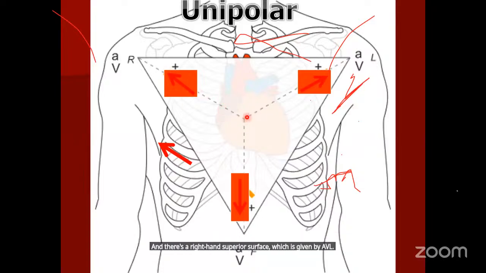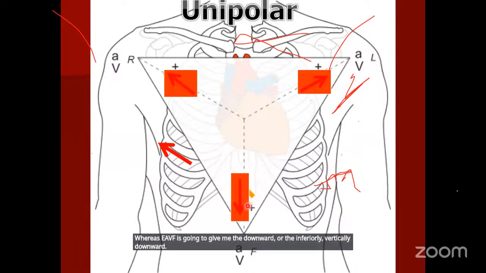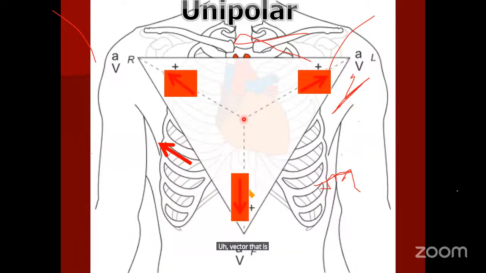Whereas AVF is going to give me the inferiorly, vertically downward vector, that is from the center of the heart down vertically to the left foot, which is lead AVF. Towards right is AVR, towards left is AVL, and towards vertically down is going to be AVF.